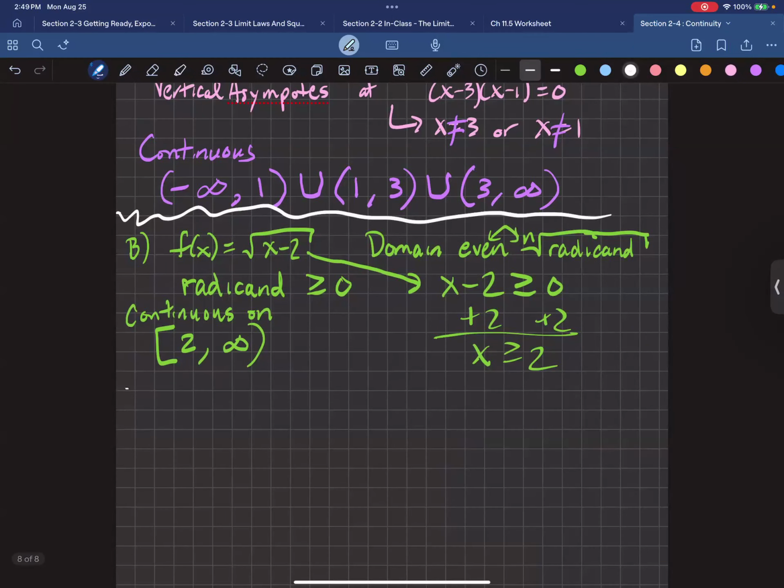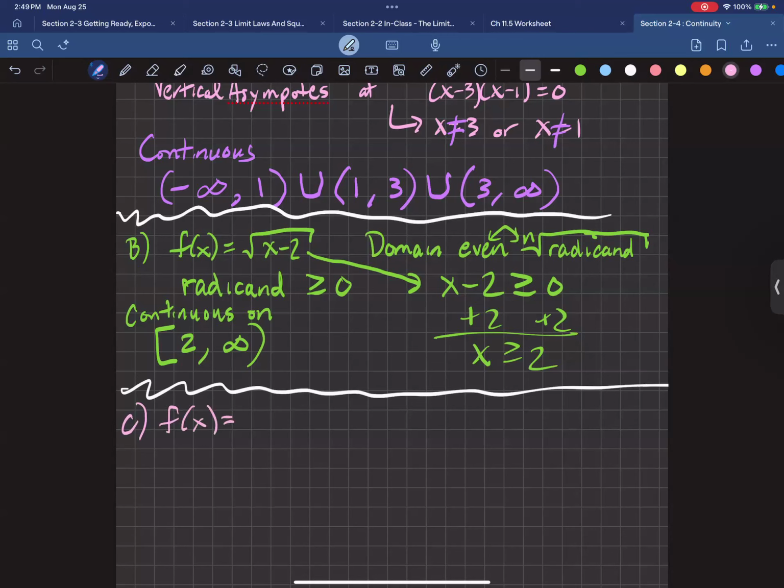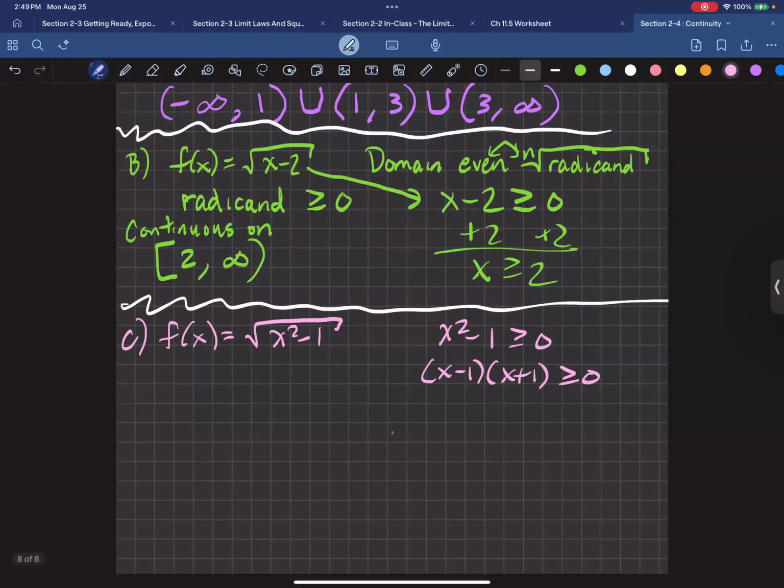Finally, we will take a look at one more here real quick. Let's say f of x equals square root of x squared minus 1. So x squared minus 1 needs to be greater than or equal to 0. And if we factor this, we get x minus 1, x plus 1 is greater than or equal to 0. I'm pretty sure we did some number line stuff before. I'm going to put a point at -1 and one at 1, and we're just checking these different regions.